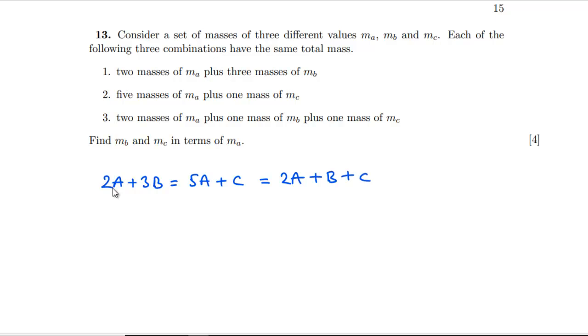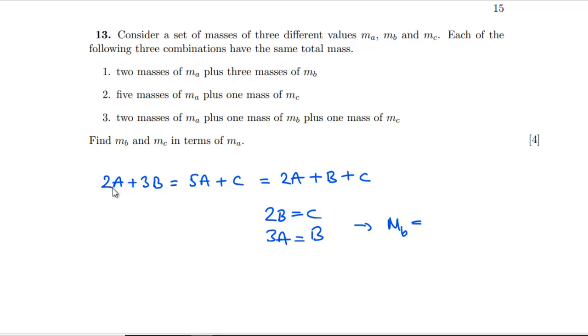Okie dokie. Right, so looking at the first one and the last one, we can see that 2B is equal to C. And then, so what can we then do? We can then say 2B is equal to C. So we're going to have that 3A is going to be equal to B.